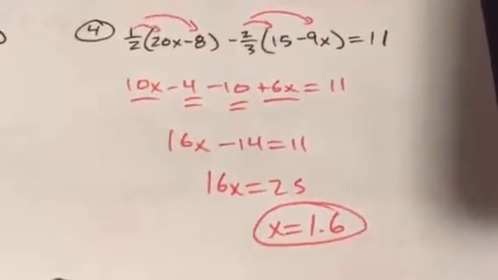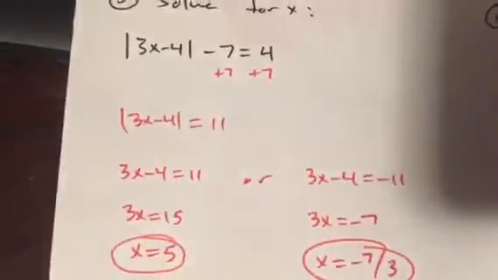Add 14 to both sides. 25 divided by 16, if you round it, is 1.6. You can also leave your answer as 25 divided by 16.